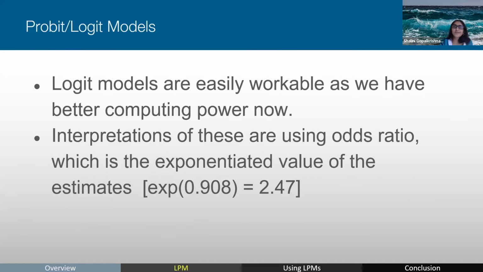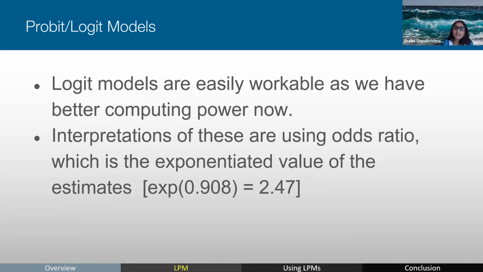So let's talk about probit and logit models. Like I said, it's easier to do them now. Earlier econometricians did not use them because they were hard. The only difference here is that the interpretation of these uses the odds ratio.